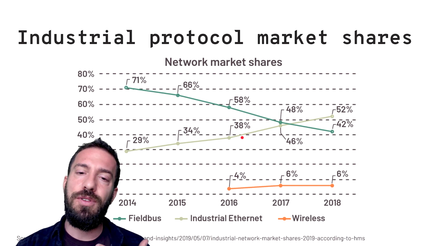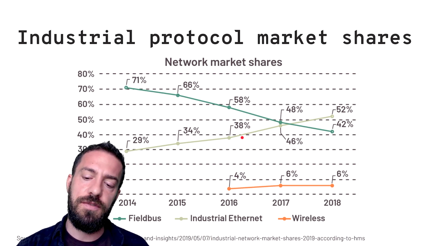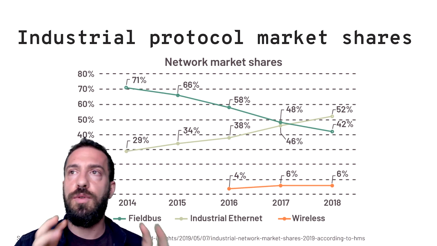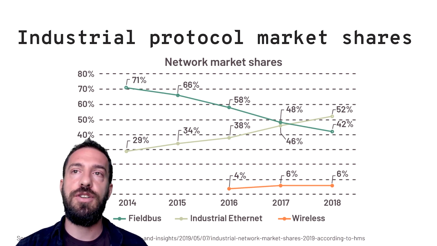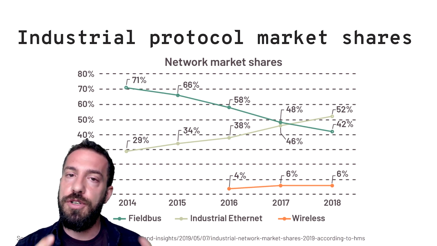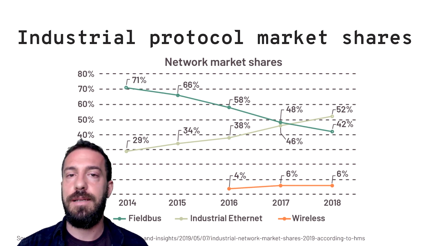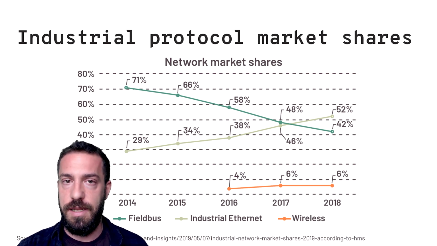So to conclude, similar to the transition to commercial off-the-shelf hardware like ARM and x86 and standardized software like Windows and Linux, we also see a move to more standardized protocols like Ethernet-based protocols for communication in industrial environments.